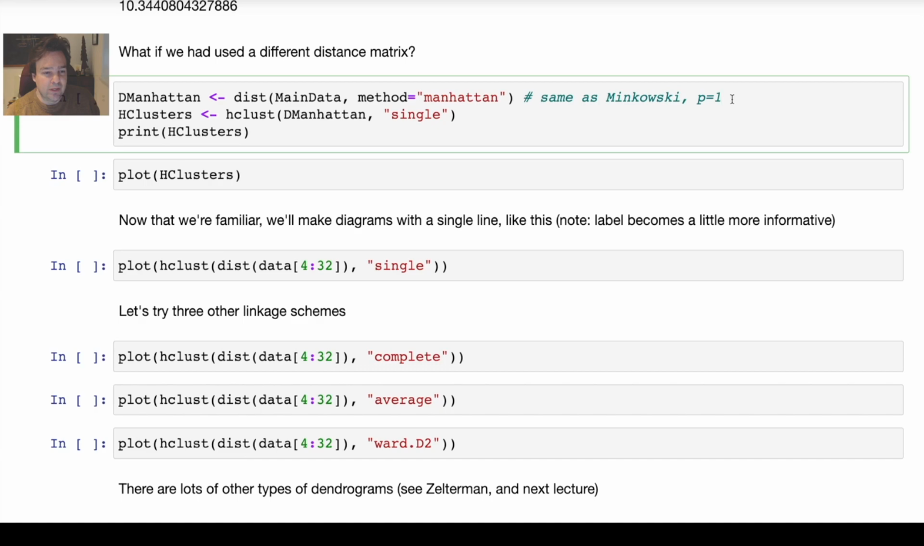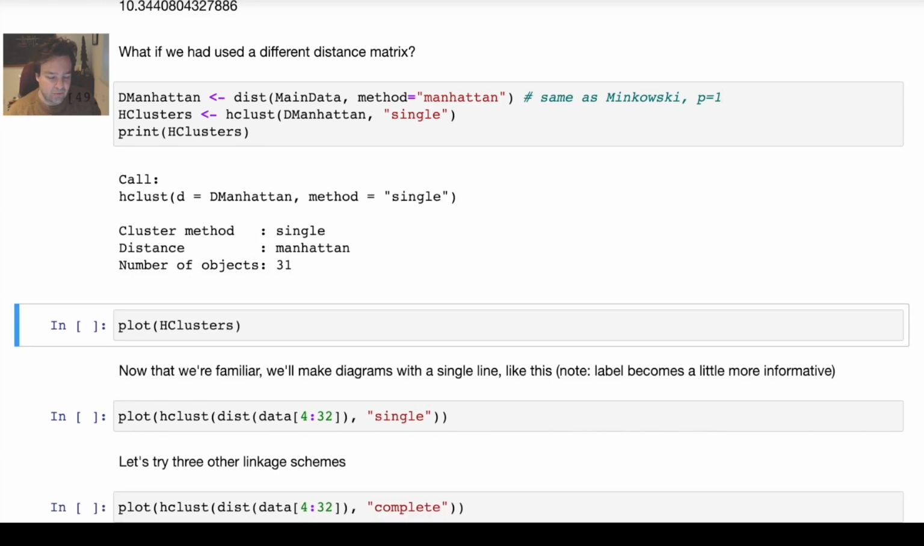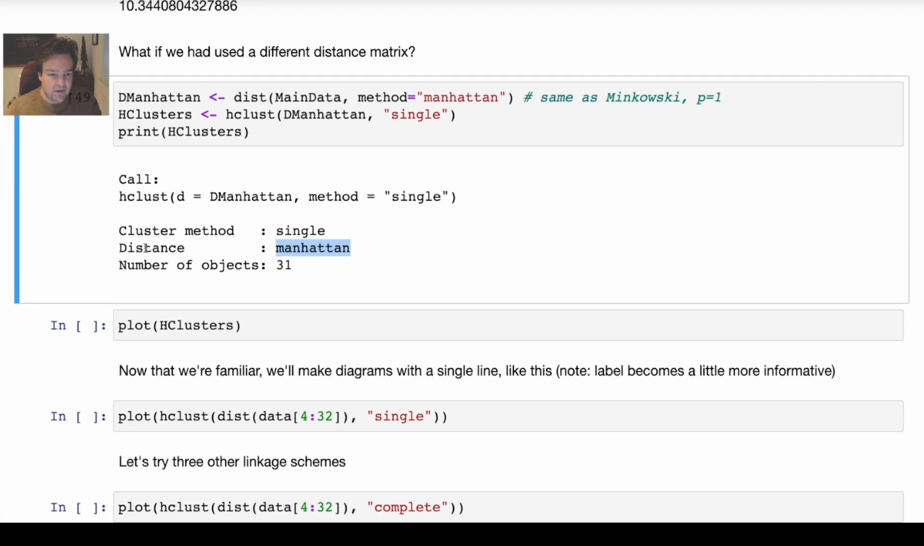Anyhow, so we'll do that and we'll make a new diagram. And this in principle should be pretty different because it's using a totally different distance measure. Oh, sorry, we're not going to show it right away, but we'll just see the output. And again, I just want to draw your attention to the fact that the algorithm knows that the Manhattan distance was being used here.